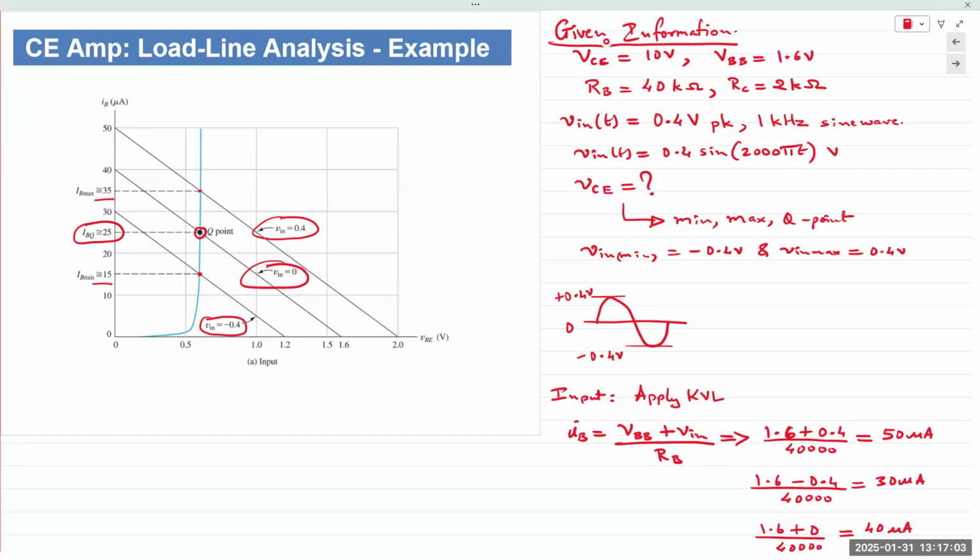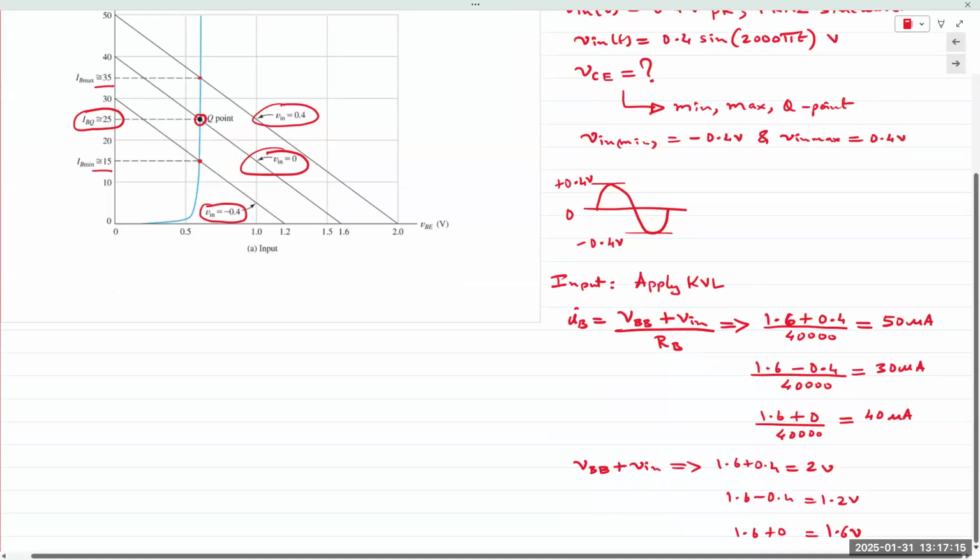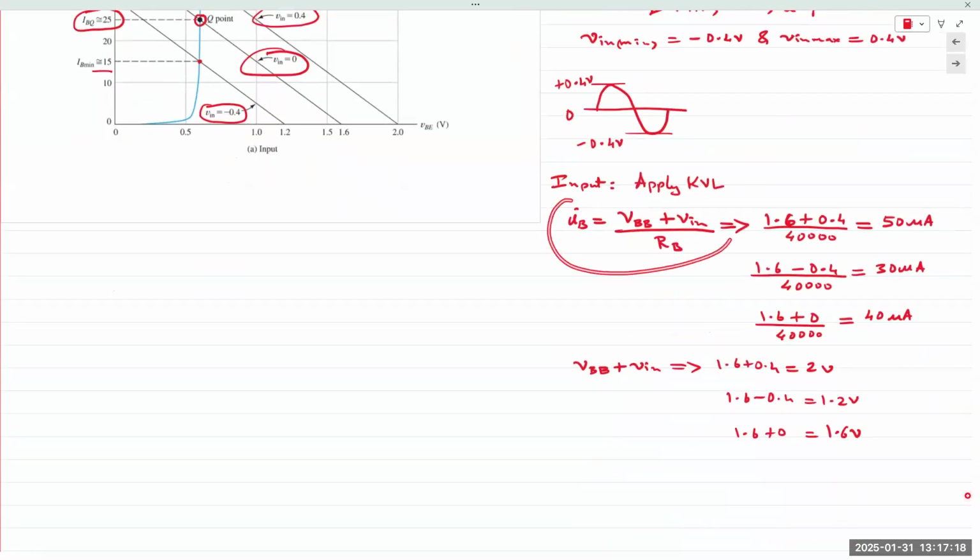Now let's plot the load lines for the input side. We apply KVL to the input side. We find values for IB and for VBE. Okay. IB is VBB plus V in over RB. And VBE is simply VBB plus V in. If V in is equal to 0, it's the same as what we did for the diode. Okay, when V in is 0, when you're not applying any AC input, it's simply what we did for the diode. But now, because V in is changing, we incorporate that into our equations.